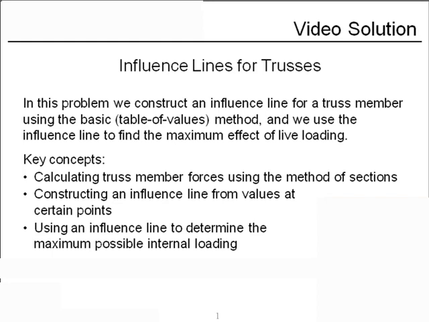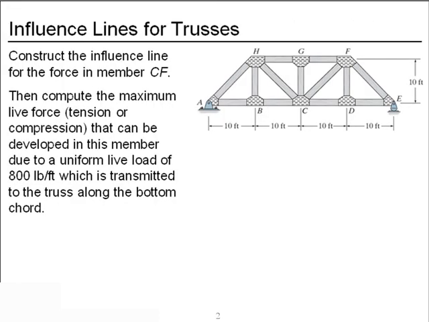Key concepts we'll use are calculating truss member forces using the method of sections, constructing an influence line from values at certain points, and using an influence line to determine the maximum possible internal loading. And here's our truss. We want to construct an influence line for the member CF. We then want to compute the maximum live force, tension, or compression that can be developed in that member due to a uniform live load of 800 pounds per linear foot, which is transmitted to the truss along the bottom chord, that is along A, B, C, D, E.